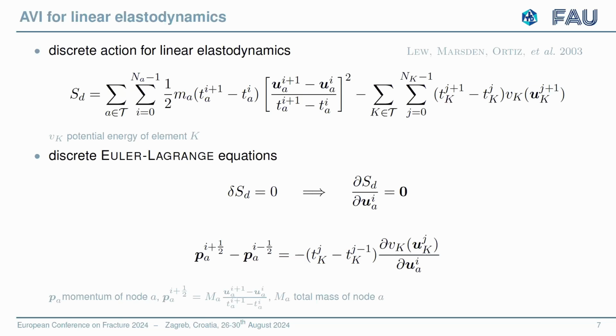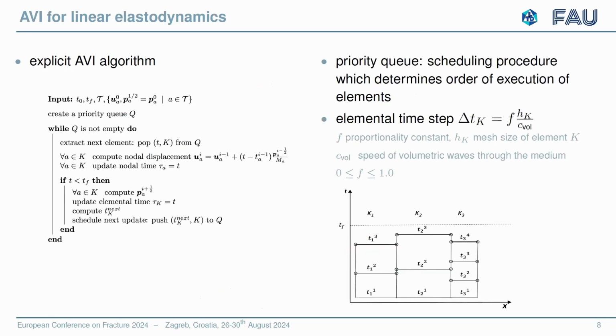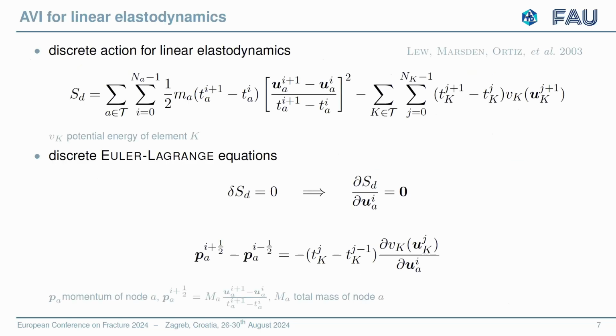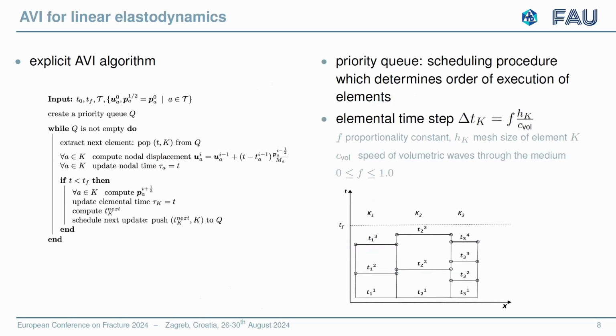So we formulate the discrete action for linear elastodynamics, and take the variation of the discrete action equated to 0 to get the discrete Euler-Lagrange equations. Then we use the notion of a priority queue to solve the equation asynchronously. The priority queue holds all the elements in a queue in ascending order of their activation times. The smallest element will have the least activation time, and the largest element will have the highest activation time. So elements with lower activation times get the first priority.